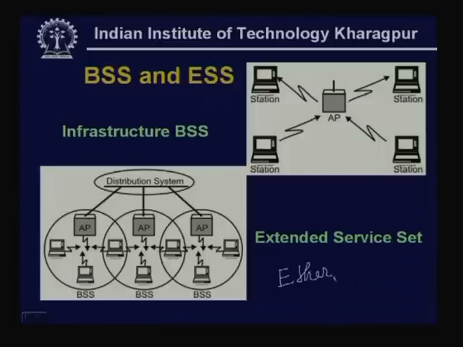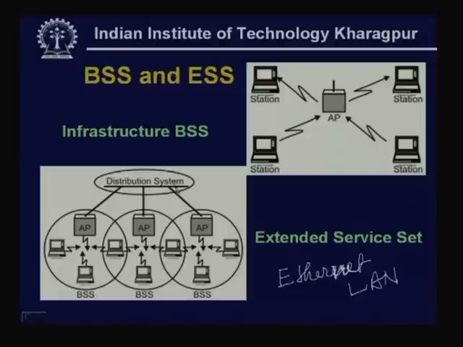There is no restriction; this can be an Ethernet LAN. So, on this Ethernet LAN, these access points are connected. You can see here, this is a basic service set, this is another basic service set, this is another basic service set. The mobile stations can move from one basic service set to another, and also the access points can communicate with each other through this distribution system.